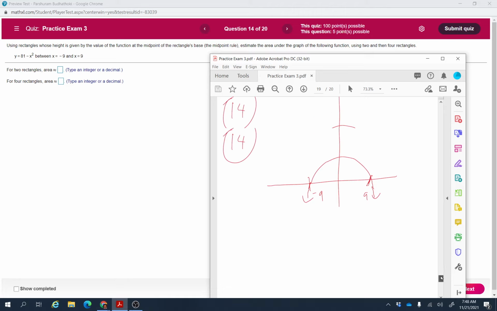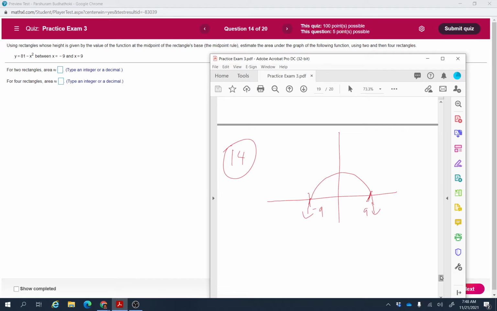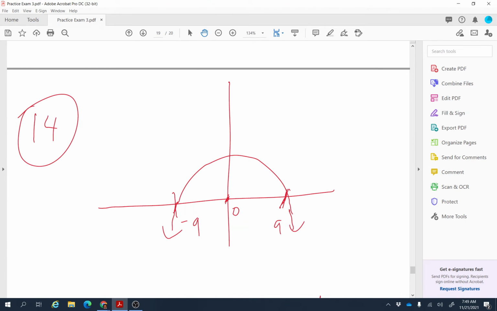So first of all, we want to use the 2 rectangles only. So 2 rectangles means we want to divide this interval -9 to +9 into 2 rectangles. So that will be at 0, but by using the midpoint. There are two subintervals, -9 to 0 is one, 0 to 9 is another one, and we want to use the midpoint of those subintervals. So how do you do that? I'm going to use a different color here.